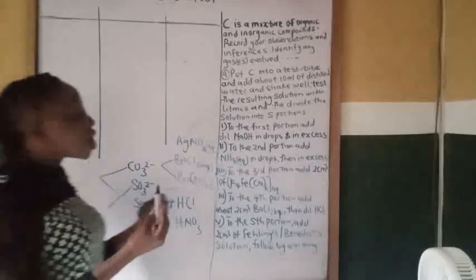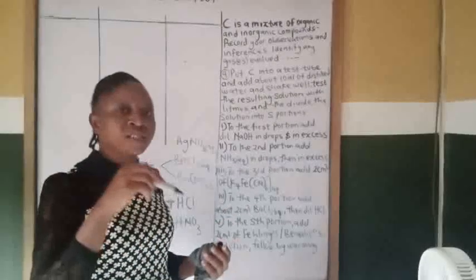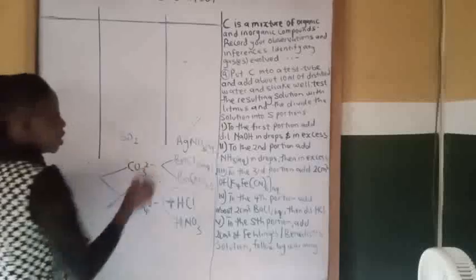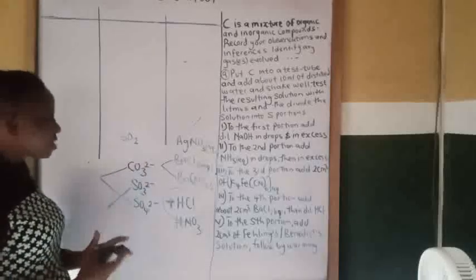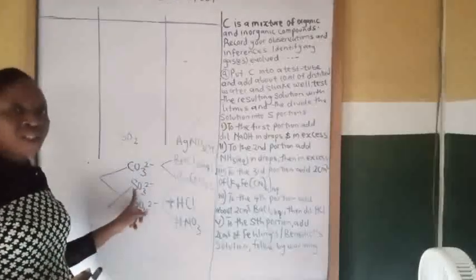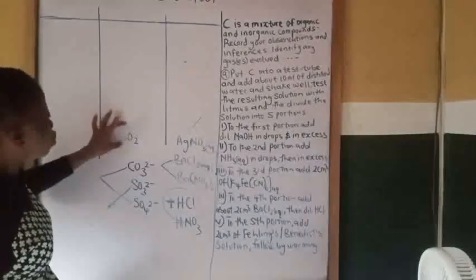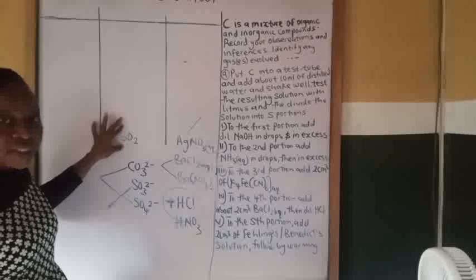And release a colorless gas with pungent smell. So what is the name of that gas? The gas is SO2. It will release a colorless gas with pungent smell. Then you now test this gas. How can we test for SO2 gas? That's sulfur IV oxide gas.